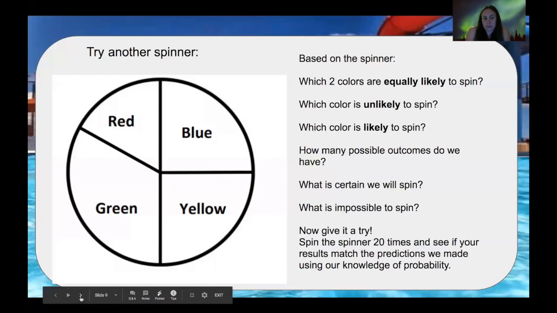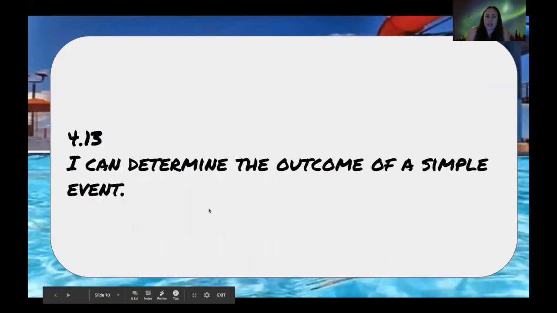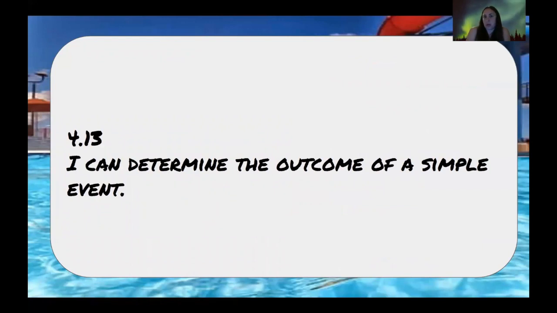All right, so today we were determining the outcome, whether or not something was going to happen and how often it could happen, of a simple event. And our simple event was simply spinning the colored spinner. Hopefully we understand probability a little bit more, and tomorrow we're going to come back and work some more on probability.